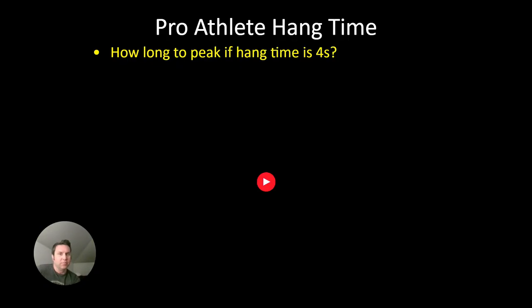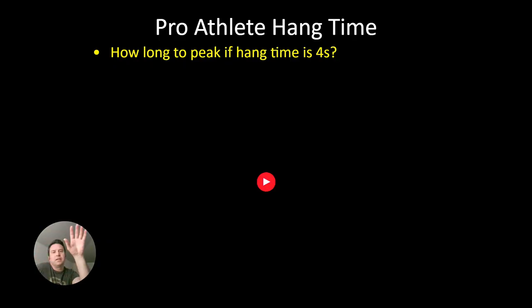This is just an example question. This isn't human hang time, but how long to the peak if the hang time's 4 seconds? So if an object's in the air for 4 seconds, how long until it gets to the peak is 2 seconds. And we'll talk about symmetry. A lot of physics has symmetry, and then this should make sense to you.